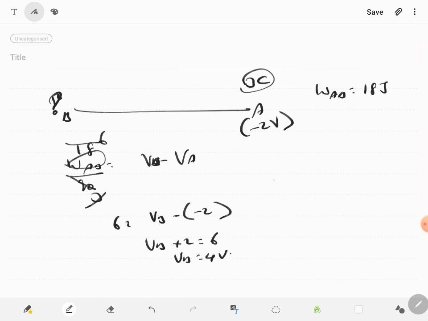Therefore, you should know that this formula, WAB by Q naught, or it can even be Q, will be VB minus VA.